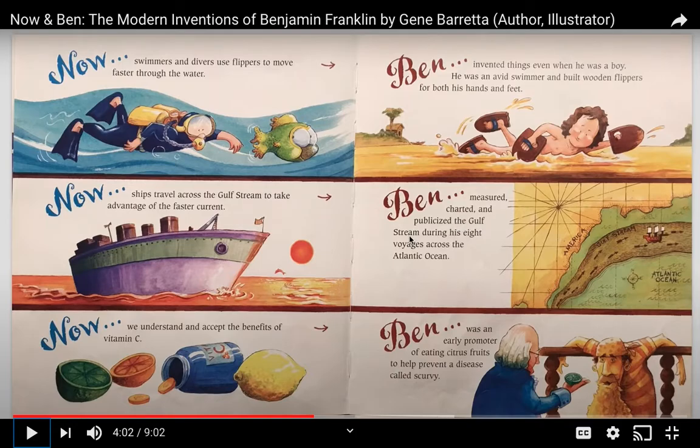So that's just the stream that goes into the ocean, right? But people didn't know about it back in the day. They didn't have these types of maps. They didn't have these types of things. So he discovered it during his 8 voyages across the Atlantic Ocean. So voyages is just a nice big word for trips. So basically, he took trips across the ocean and he showed everyone how to do it.